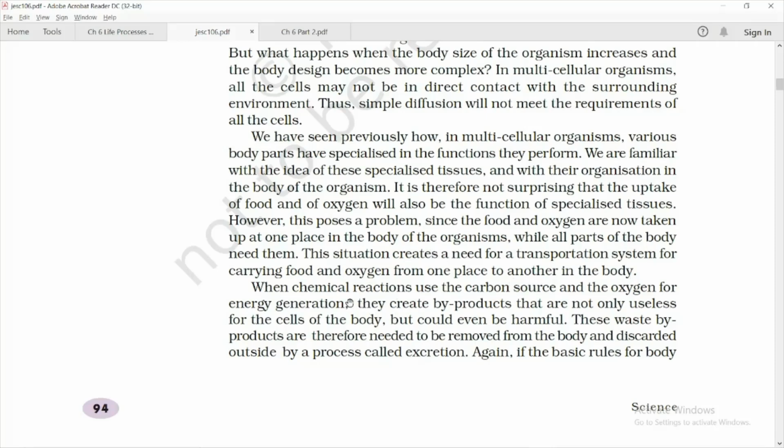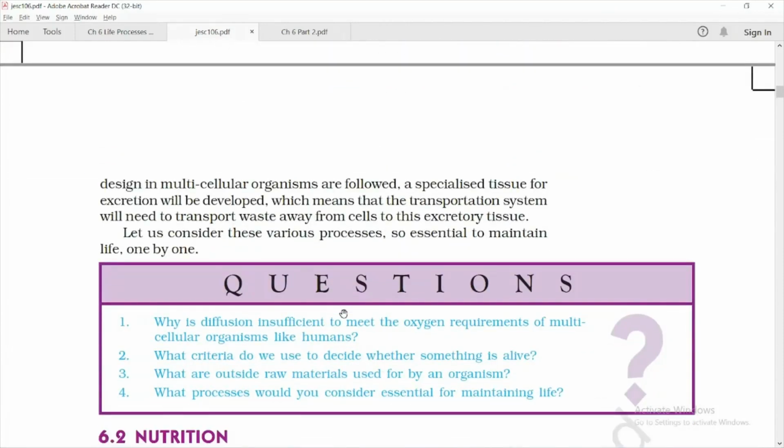This situation creates a need for a transportation system for carrying food and oxygen from one place to another in the body. When chemical reactions use the carbon source and the oxygen for energy generation, they create byproducts that are not only useless for the cells but could even be harmful. These waste byproducts need to be removed from the body and discarded outside by a process called excretion. Again, if the basic rules for body design in multicellular organisms are followed, a special tissue for excretion will be developed, which means that the transportation system will need to transport waste away from the cells to this excretory tissue.